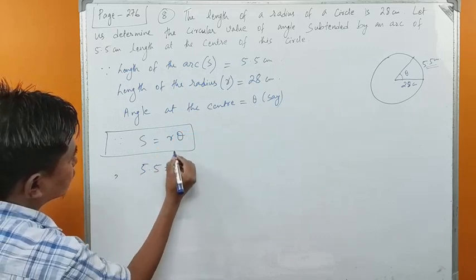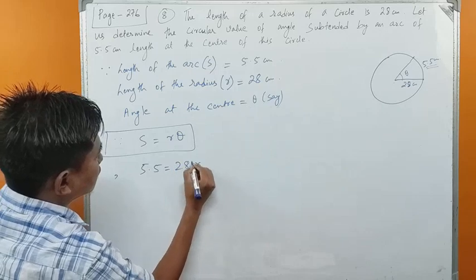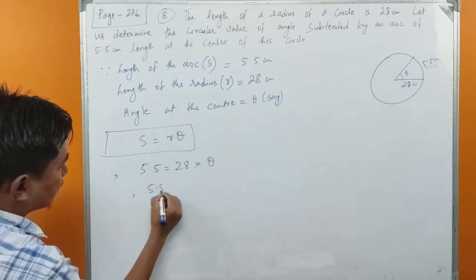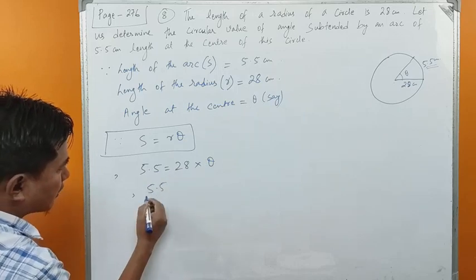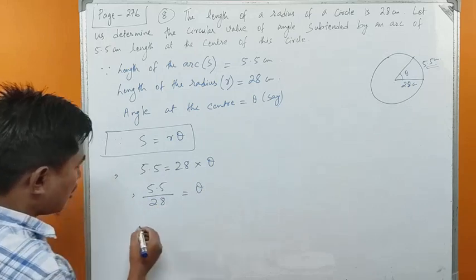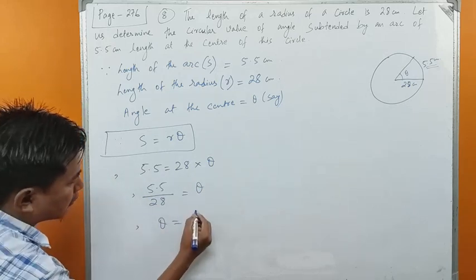5.5 equals R is 28. 28 into this theta we write here, or we have 5.5 here. Now let us bring this 28 to the denominator by cross multiplication, equals theta. Or theta equals 5.5, we write 55.